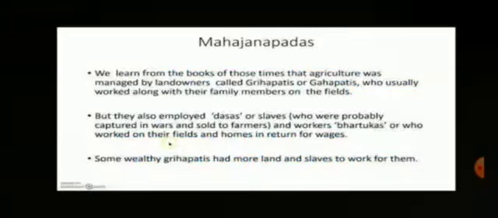So we learn from the books of those times that agriculture was managed by landowners called Grahapatis or Gahapatis, who usually worked along with their family members on the fields. But they also employed dasas and slaves who were probably captured in wars and sold to the farmers and workers. Bhartukas worked on their fields and homes in return for wages. Some wealthy Grahapatis had more land and slaves to work for them.